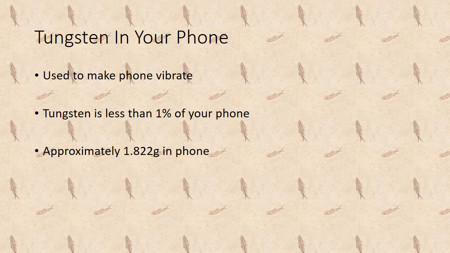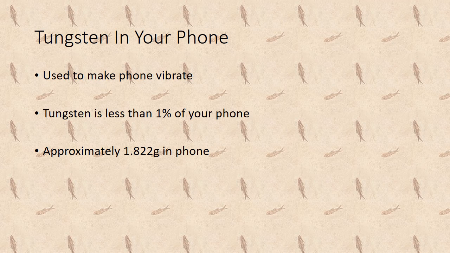Tungsten in your phone. Tungsten is a rock material that is mined out of the ground, and it is combined with other alloys to produce a metal alloy. This alloy is actually placed into the circuit board of your phone that is used to make your phone vibrate when you get a message.